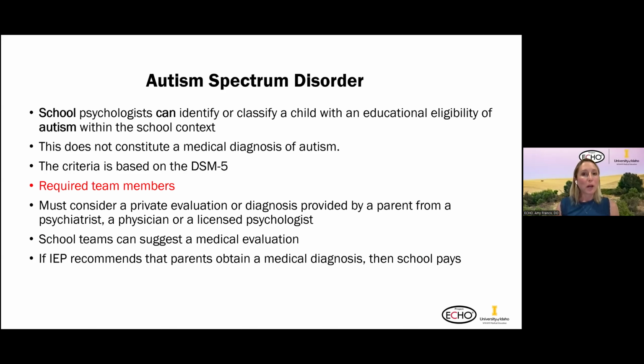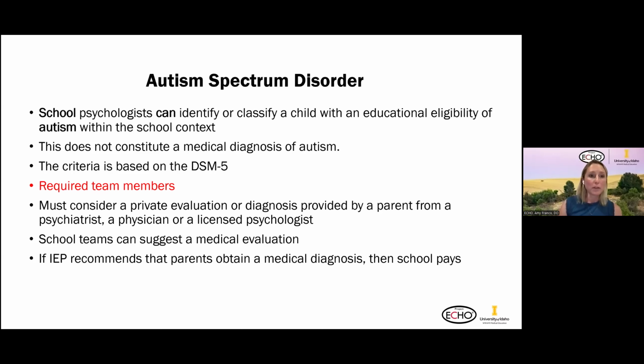So the autism spectrum disorder eligibility. School psychologists can identify or classify a child with an educational eligibility of autism within the school context. Like I said, it is not a medical diagnosis. Usually it is based on the DSM-5 criteria, although schools can add additional stipulations. In the state of Idaho, they have required team members. If they are going to assess a child for autism and they're looking at that eligibility, a school psychologist and a speech and language pathologist need to be on that IEP team.